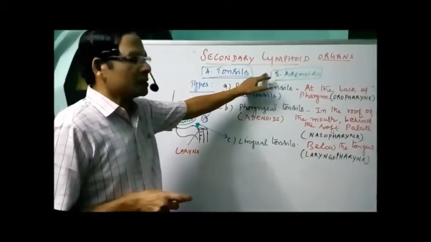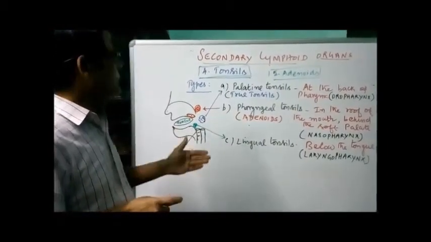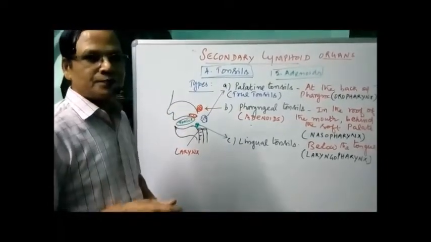In the book it is given as adenoids. So the adenoids are nothing but the pharyngeal tonsils. Okay, so that's about the tonsils and adenoids.